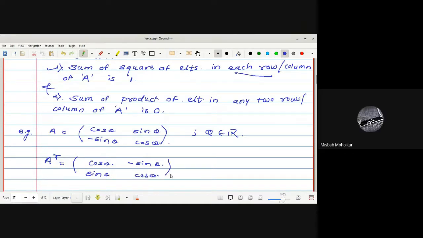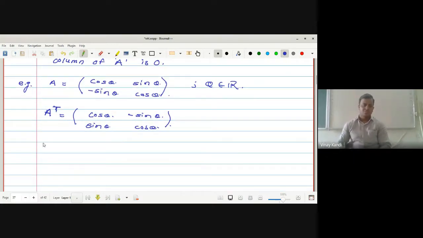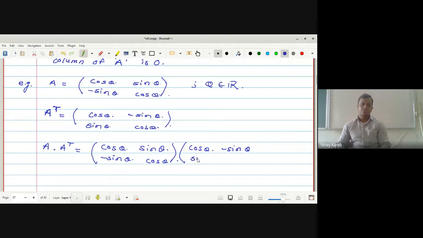Okay, now what is the product of A into A transpose? A into A transpose is equal to first A: write down cos theta, sin theta in this one, and minus sin theta, cos theta. Okay, this is the matrix A, and A transpose is cos theta, minus sin theta, and sin theta, cos theta. Now do the product of these two matrices.